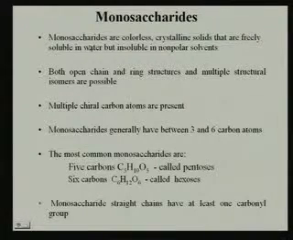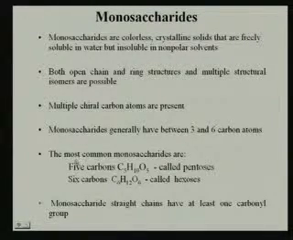Monosaccharides are colorless crystalline solids that are freely soluble in water but insoluble in non-polar solvents. They can be found in both open chain and ring structures, and we can also get these monosaccharides in isomeric forms. Multiple chiral carbon atoms are present in these monosaccharides, and monosaccharides generally start from 3 carbon sugars up to 7 carbon and so on.